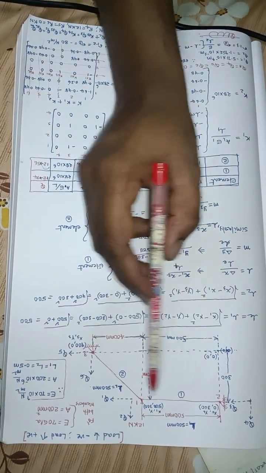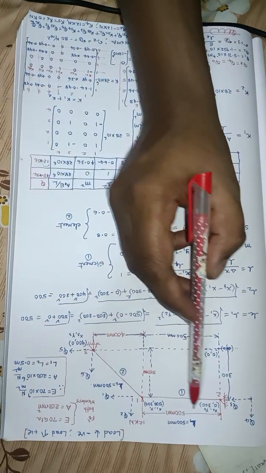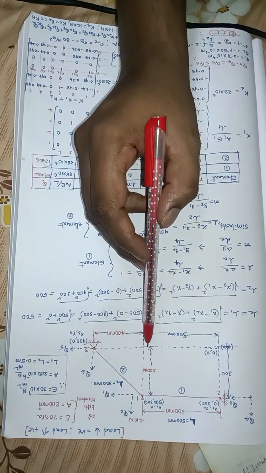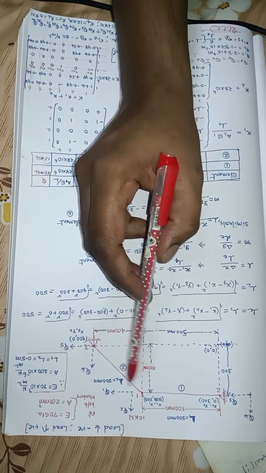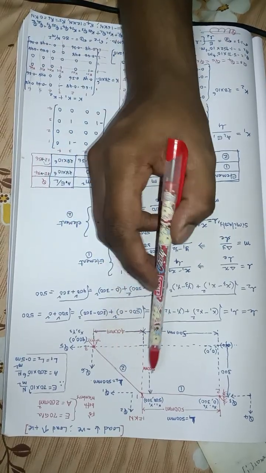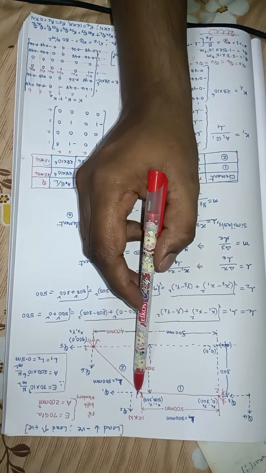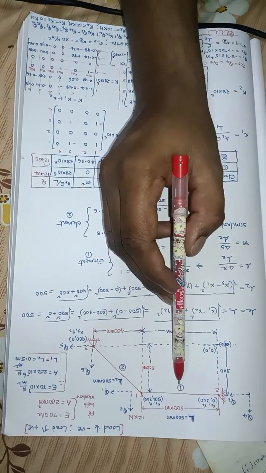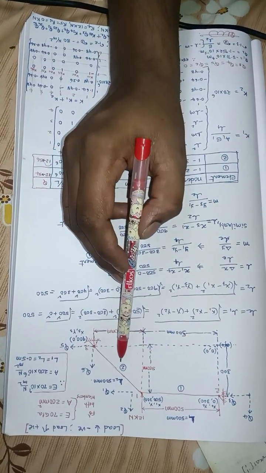See, here the red color indicates the given problem: 500 mm, 400 mm, and 300 mm. They have given only nodes: node 1, node 2, node 3. So you take this one as element 1 and this one as element 2.